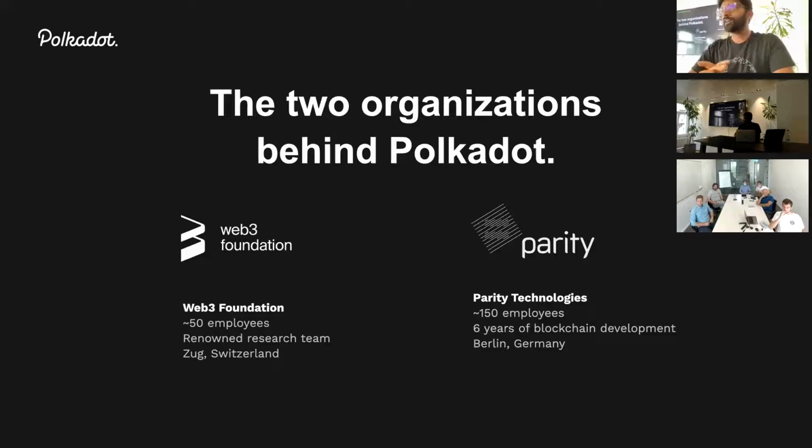So the two organizations behind Polkadot are Web3 Foundation and Parity Technologies. Web3 is based in Zug, Switzerland. We're about 50 employees. Parity mainly is the developer of this ecosystem. Parity has about 150 employees who are mainly developers, and Web3 has mainly research scientists who guide how things should be done.